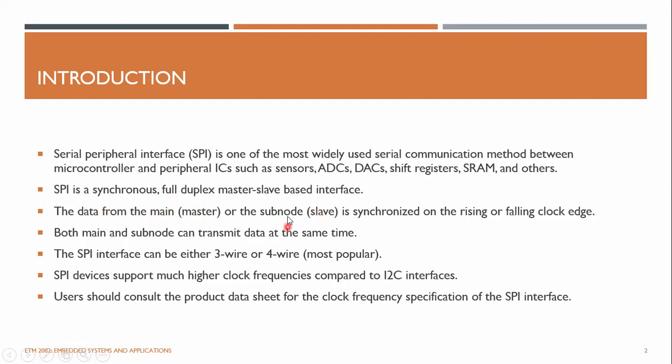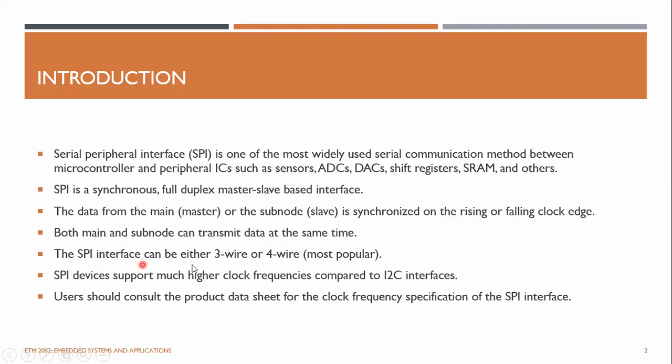So the data from the master to slave or slave to master is synchronized on the rising or falling edge of the clock. The clock is like a square wave pulse, which is generated to synchronize the data transmission. So either on the rising edge of the clock or on the falling edge of the clock, the data is synchronized. And both main and subnode can transmit data at the same time.